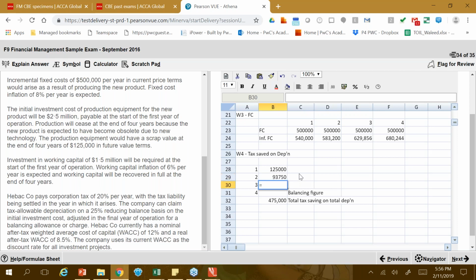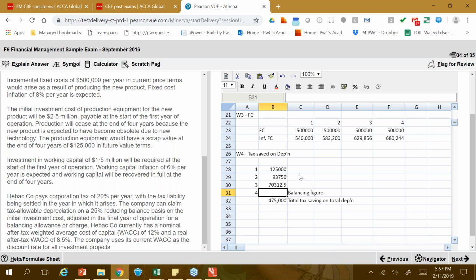Then I'll again take the B29 and take 75% of it. So in a way, I am applying the concept of calculating depreciation and net book value, where I'm deducting the 25%. And because I have already adjusted the tax in the first year, I don't need to do that every year now. So we take the B29 and then simply take 75% of that. And this has given me the tax saving on depreciation for the third year.